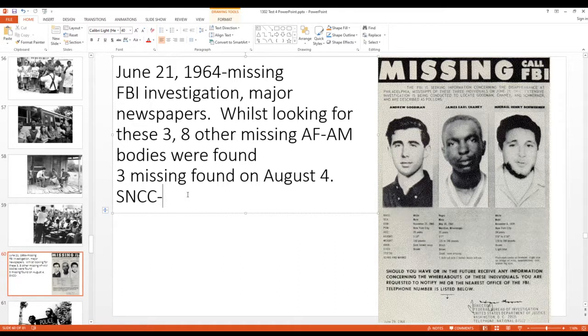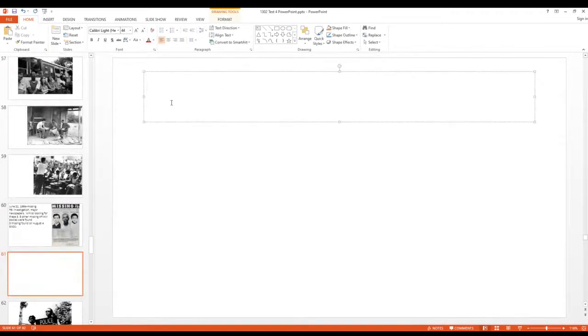Nineteen men were eventually arrested for the murders of Goodman, Cheney, and Schwerner. Seven were convicted, but none of them served more than 6 years. But seeing the brutality with which Mississippi whites cracked down on just registering people to vote eventually did lead to the Voting Rights Act of 1965.